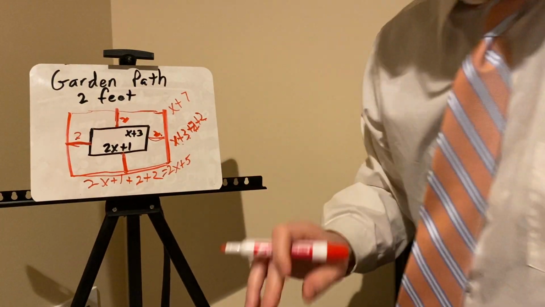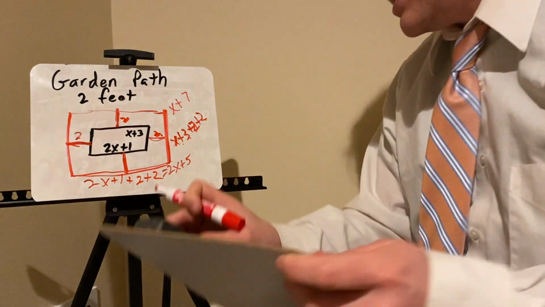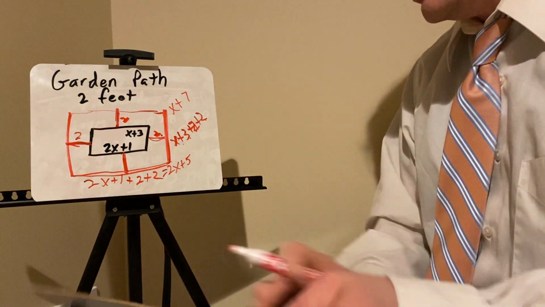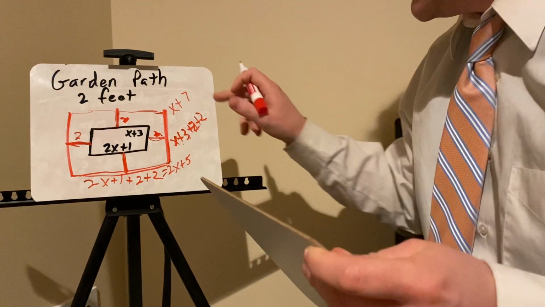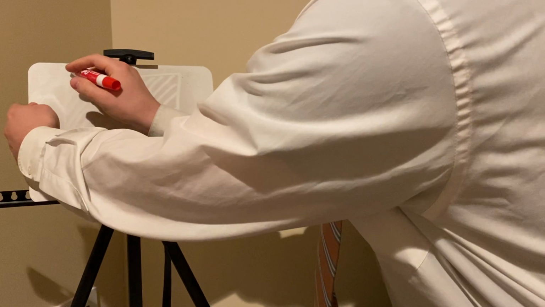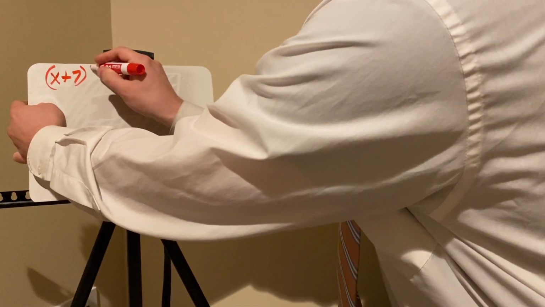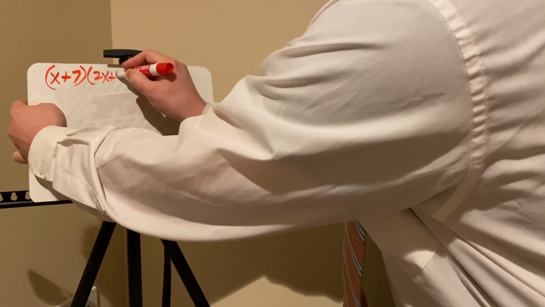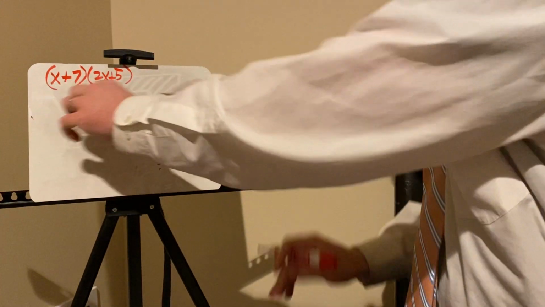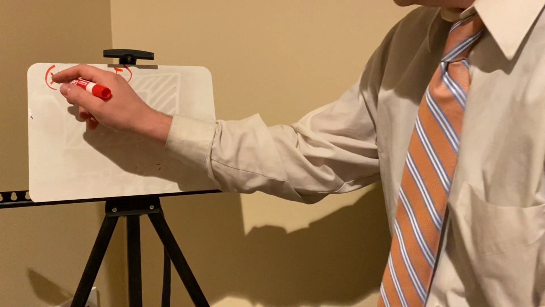Now, I have to go through the process of multiplying. And I didn't bring a blank board in here. X plus 7 times 2x plus 5. I have to multiply that together to get the area of the whole thing. X plus 7 times 2x plus 5. So these now look like factors of a quadratic, right? I can multiply them together.